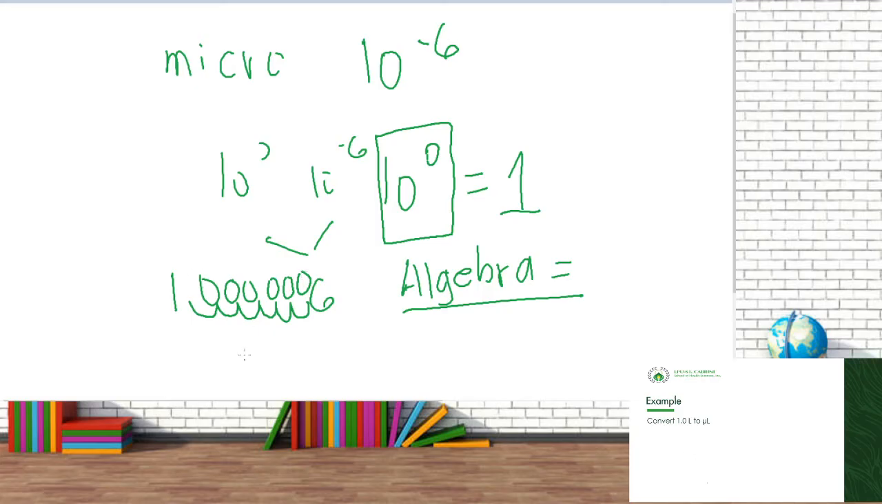There you have it. Meaning to say, 1 liter is equal to 1,000,000 microliters. I hope you get it. 1 liter is equal to 1,000,000 microliters.